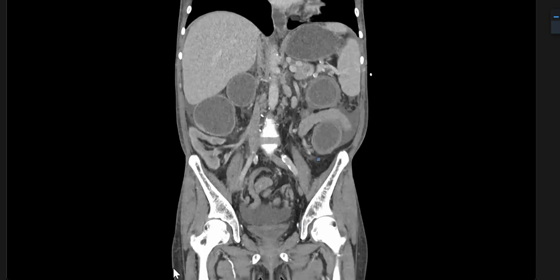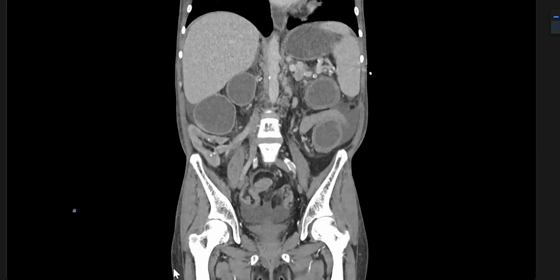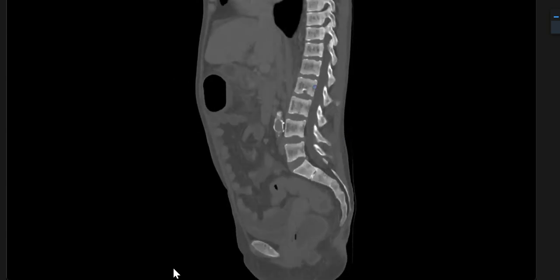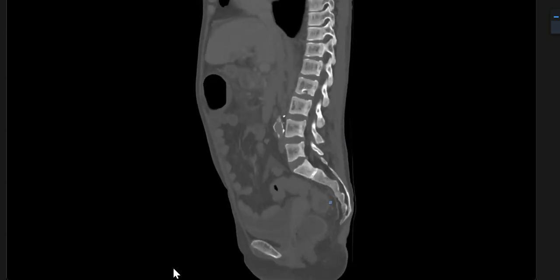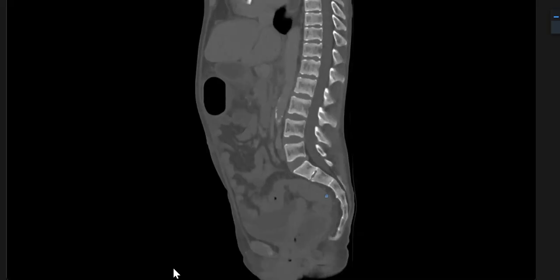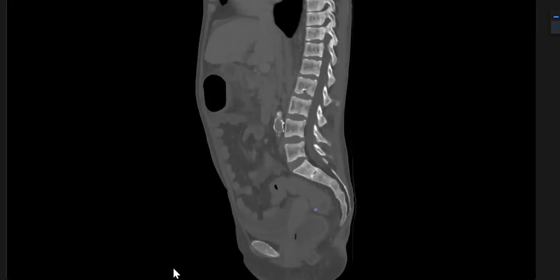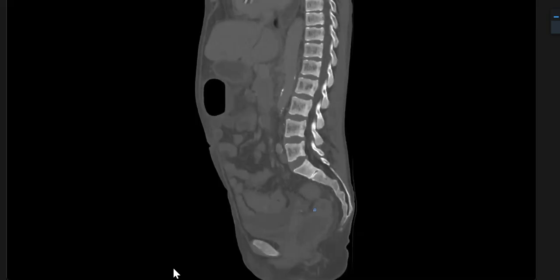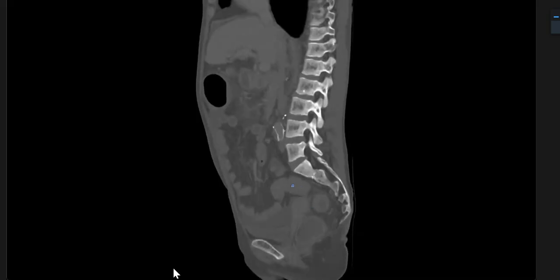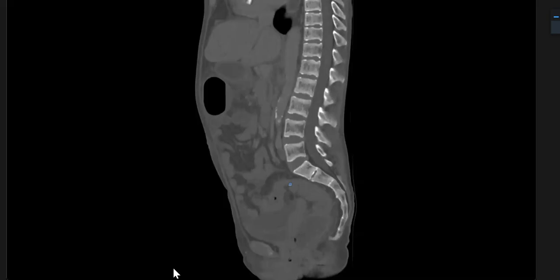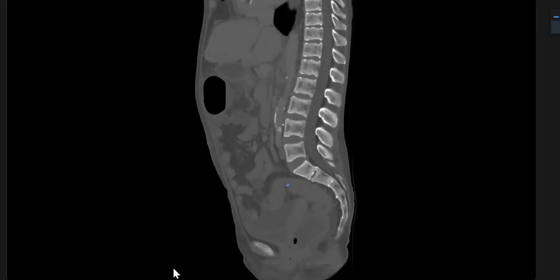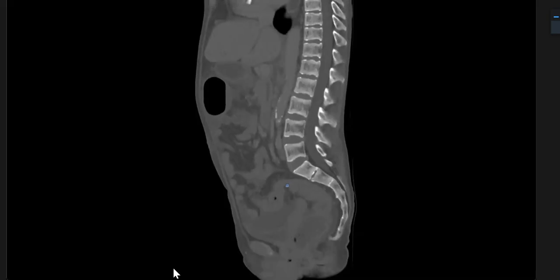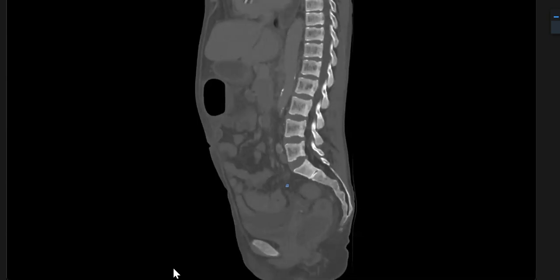Can I see the sagittal images once? So these are the sagittal images and these are the bone window images in which there is diffuse sclerosis of the vertebrae. The entire vertebrae is noted. This is a female patient and the uterus is seen at its normal place. There are H-shaped vertebrae noted and the vertebrae are showing dense sclerosis. So I would like to know if the patient has any known case of sickle cell disease.